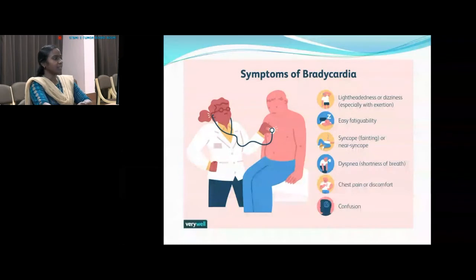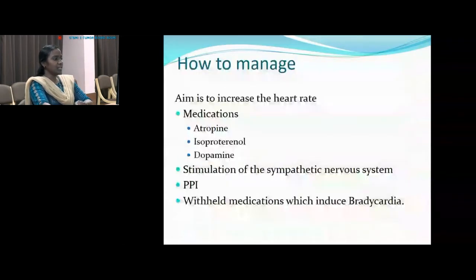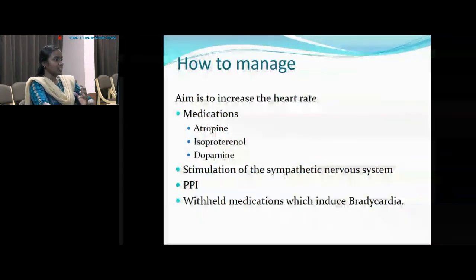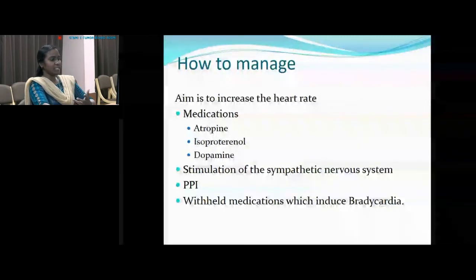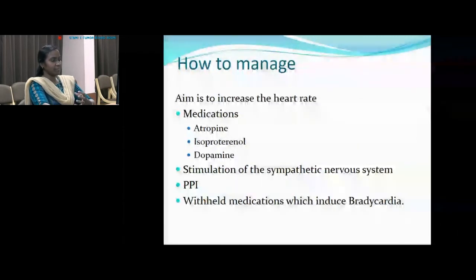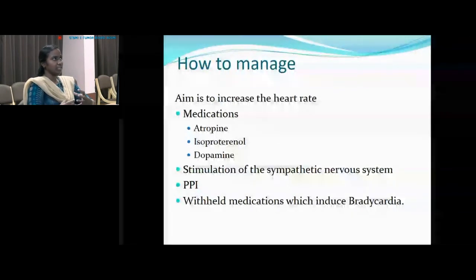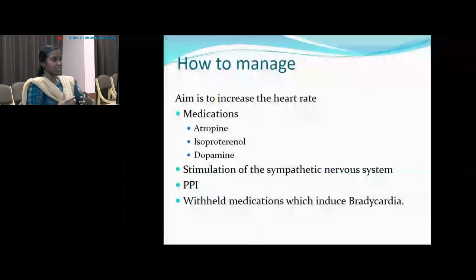And how to manage this? The main aim is to increase the heart rate, so the cardiac output may increase. The medications which help to increase the heart rate are atropine, isoproterenol, dopamine, and stimulation of the sympathetic nervous system. Like we can expose the patient to a situation where the fight and flight response is activated more. Such a situation should be created, so the heart rate may increase.